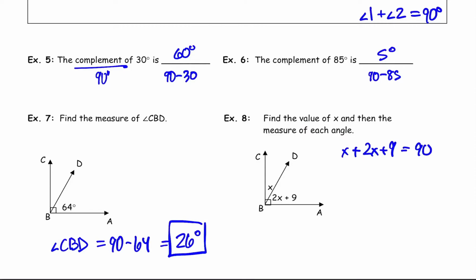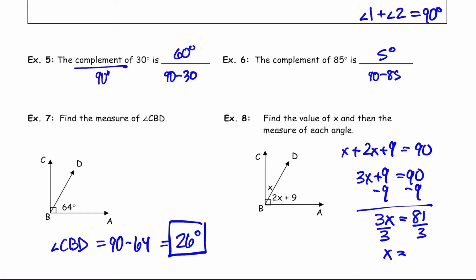So a little review from algebra. I'm going to combine like terms because they're on the same side of the equal sign. So that's 3x plus 9 equals 90. Let's subtract 9 from both sides. 3x equals 81. Divide by 3. And I believe that's 27.